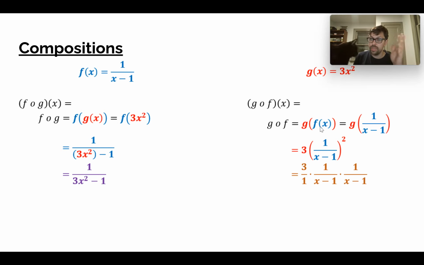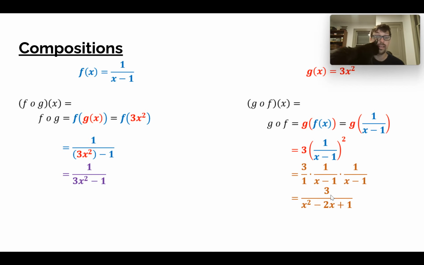That top becomes 3 times 1, which is 3. In the denominator, that 1 doesn't really do anything, but I do need to FOIL that x minus 1 and the other x minus 1 in the denominator. That x times x is going to be x squared. We get a negative x and a negative x, so that'll be negative 2x, and a negative 1 times a negative 1 is a positive 1. So we get this for our g circle f.